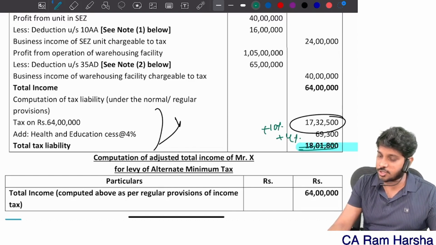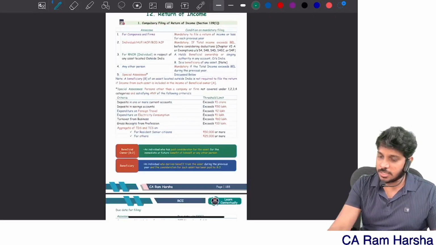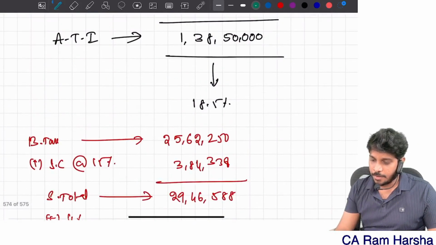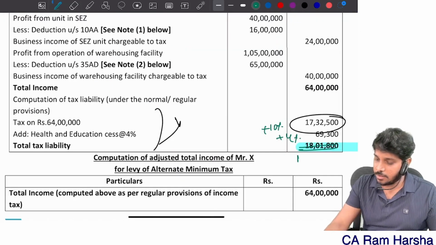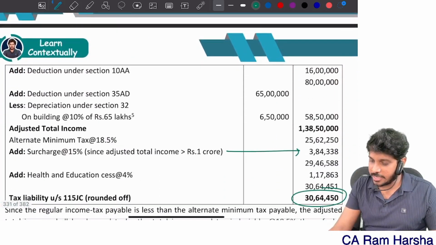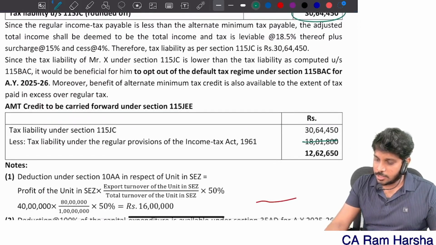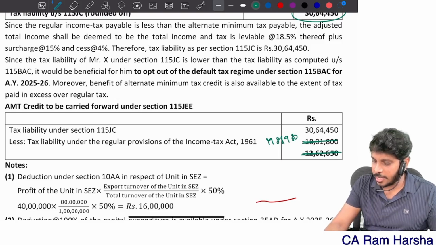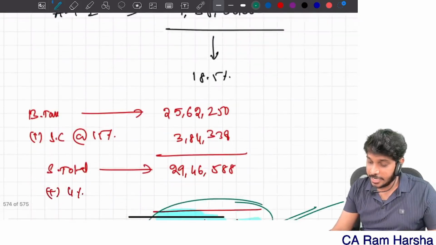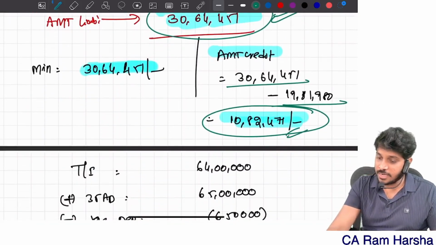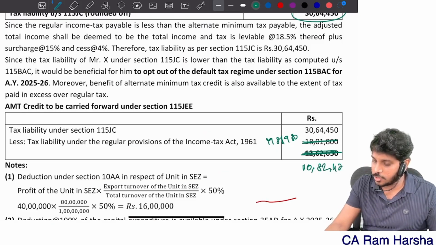How much is this answer actually? We have computed just now. 19 lakh 81,980. Correct? 19 lakh 81,980. AMT credit, how much? This you remove. 19 lakh 81,980. AMT credit is what? 10 lakh 82,470. Correct? 10 lakh 82,470.